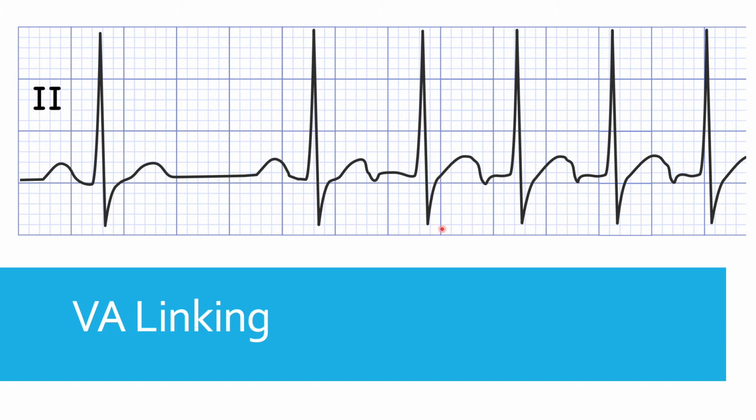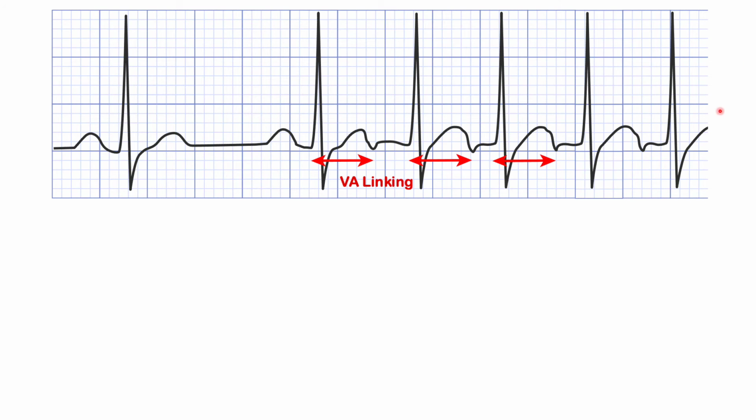This narrow complex tachycardia initiates with a PAC followed by a slightly prolonged PR interval. And as we learned in the previous example, this does not help us rule out any of the differential diagnosis items. However, there's something here that may be helpful, and that's called VA linking. The VA time is measured from the onset of the QRS to the next P wave, and it can be measured over several cycles at the initiation of the tachycardia.